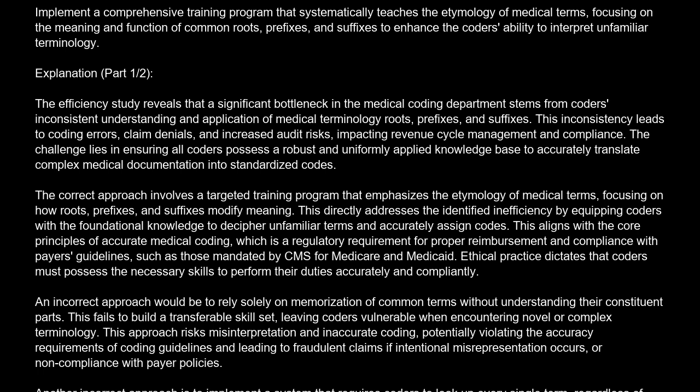compliantly. An incorrect approach would be to rely solely on memorization of common terms without understanding their constituent parts. This fails to build a transferable skill set, leaving coders vulnerable when encountering novel or complex terminology. This approach risks misinterpretation and inaccurate coding, potentially violating the accuracy requirements of coding guidelines and leading to fraudulent claims if intentional misrepresentation occurs or non-compliance with payer policies.